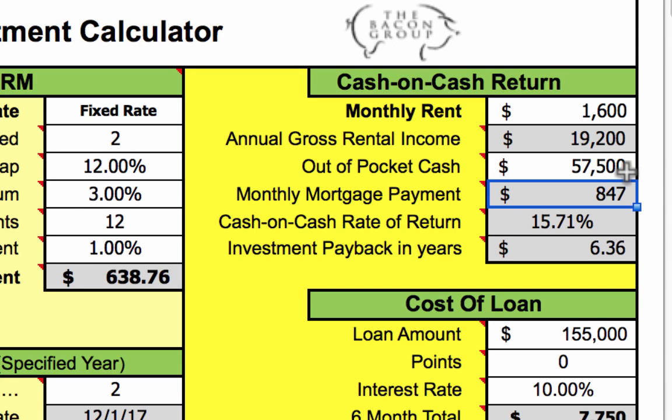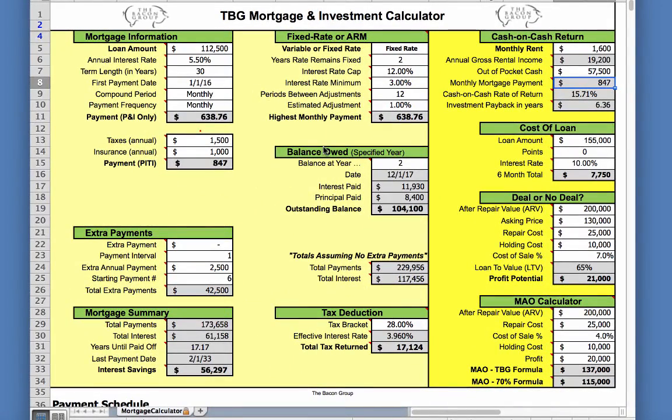What we're saying here then is a quick back of the napkin. This is not after all the expenses and your taxes and all that. This is just a quick snapshot, back of the napkin look at a cash on cash return saying, listen, if I put $57,500 into this property, roughly speaking, I'm making 15 to 16% cash on cash return. And it's going to take me a little over 6 years to get my money back. That's kind of how the calculator works, and this concludes the tutorial video on the layout and functionality of the TBG Mortgage Investment Calculator.